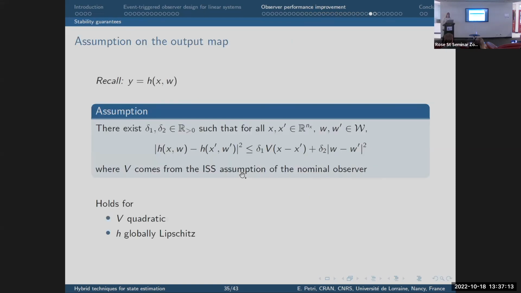And we can now see the main result of this work. But to do that, we first need an assumption on the output map. And I recall that this is the output map of our system. In particular, we assume that this inequality here holds, which is not a strong assumption. Indeed, it holds in the really common case where the Lyapunov function B, from the input to state stability assumption of the nominal observer, is quadratic, and when the output map H is globally Lipschitz.